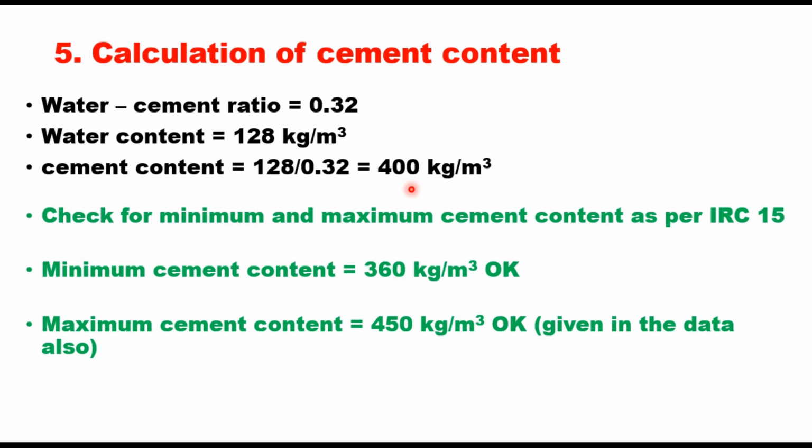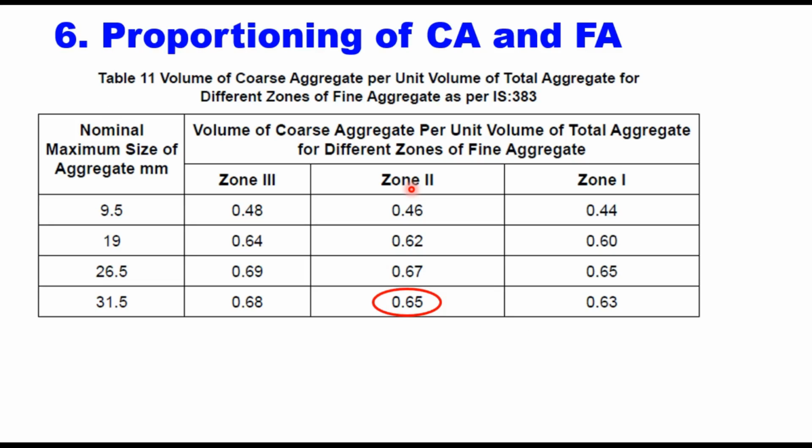Then comes the sixth step, proportioning of coarse aggregate and fine aggregate. Now this is zone 2 of our fine aggregate, and the volume of coarse aggregate per unit volume of total aggregate for different zones of fine aggregate as suggested in IS 383 is 0.65, that is for 31.5 mm nominal size of coarse aggregate, this ratio should be 0.65.